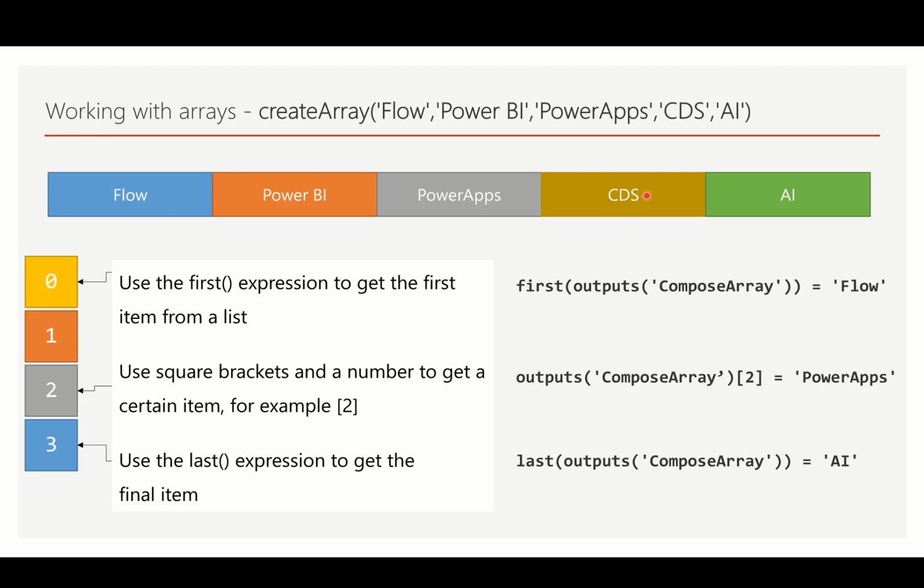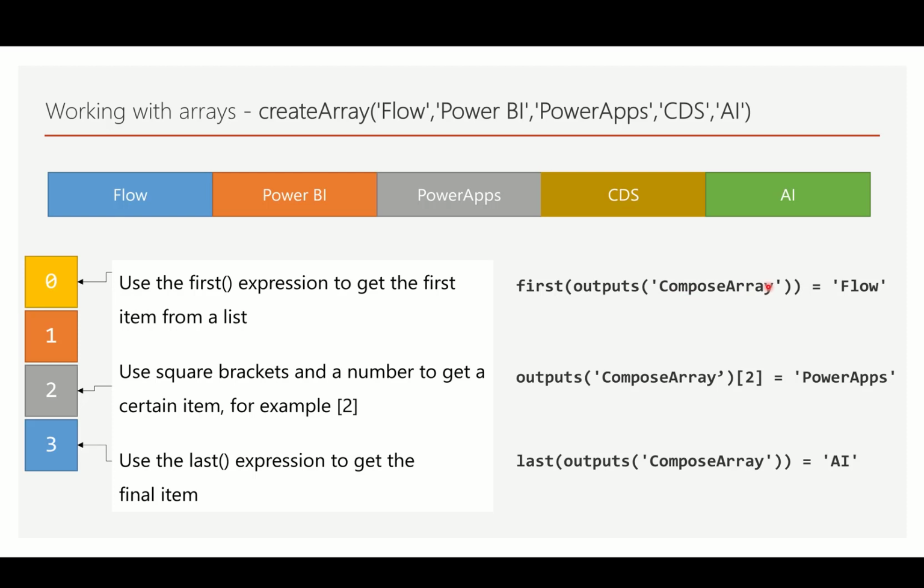But how do you get these out when you're working inside Flow? You use advanced expressions. So in this case, if I wanted to get Flow out as an output in Microsoft Flow, I could use this expression here that says first, and then give me the outputs from the compose array. Now, in this case, let's call this array compose array, but in Flow, we're actually going to put it in a compose action that's going to be named compose array.